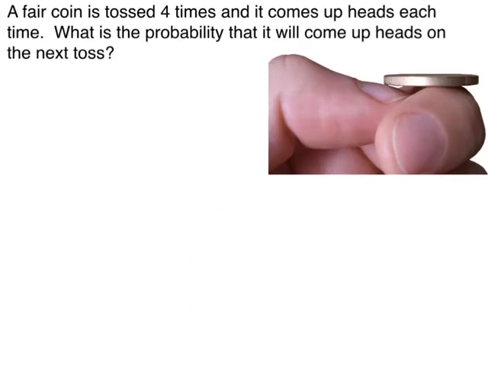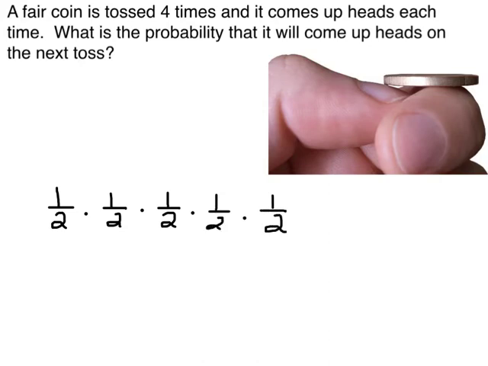A fair coin is tossed 4 times and it comes up heads each time. What's the probability that it will come up heads on the next toss, which would be the 5th toss? It's a 1 in 2 chance every time it's tossed. So this is what you do. You multiply all the probabilities, and we know that 2 to the 5th power is 32. So you see there's only a 1 in 32 chance that it's going to come up heads 5 times in a row. So your chances are getting slimmer and slimmer.